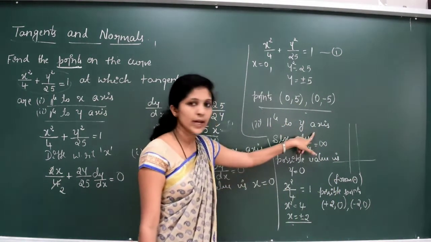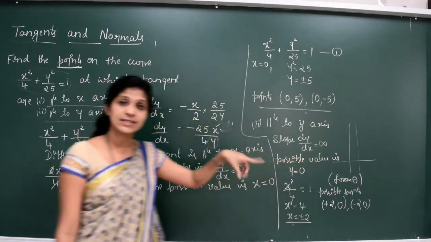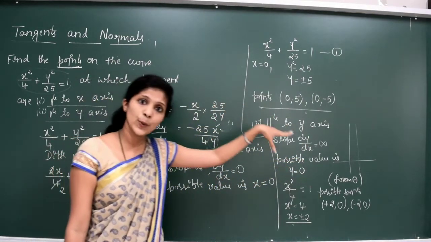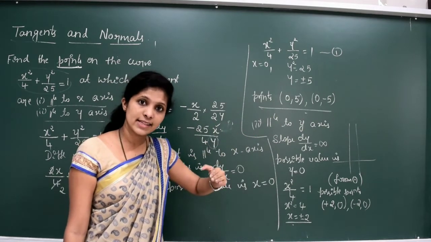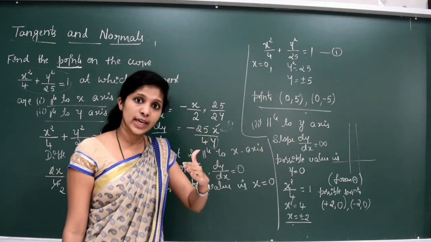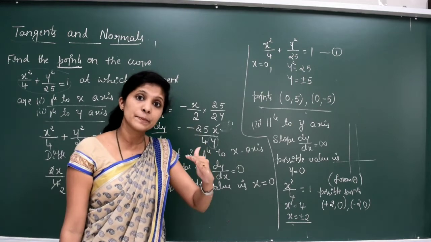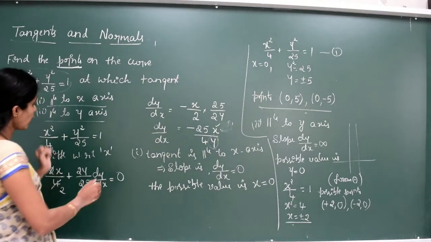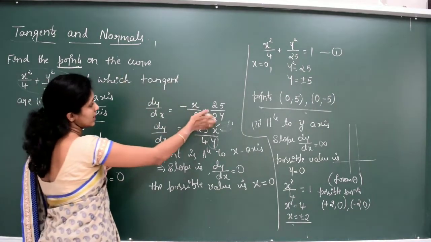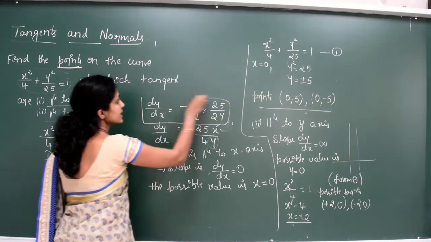It is parallel to y axis. Which one is parallel to y axis? The tangent is parallel to y axis. Obviously, the normal will be parallel to x axis. So the slope of the normal will be equal to 0. What is the slope of a normal? Slope of the tangent is given by this one.